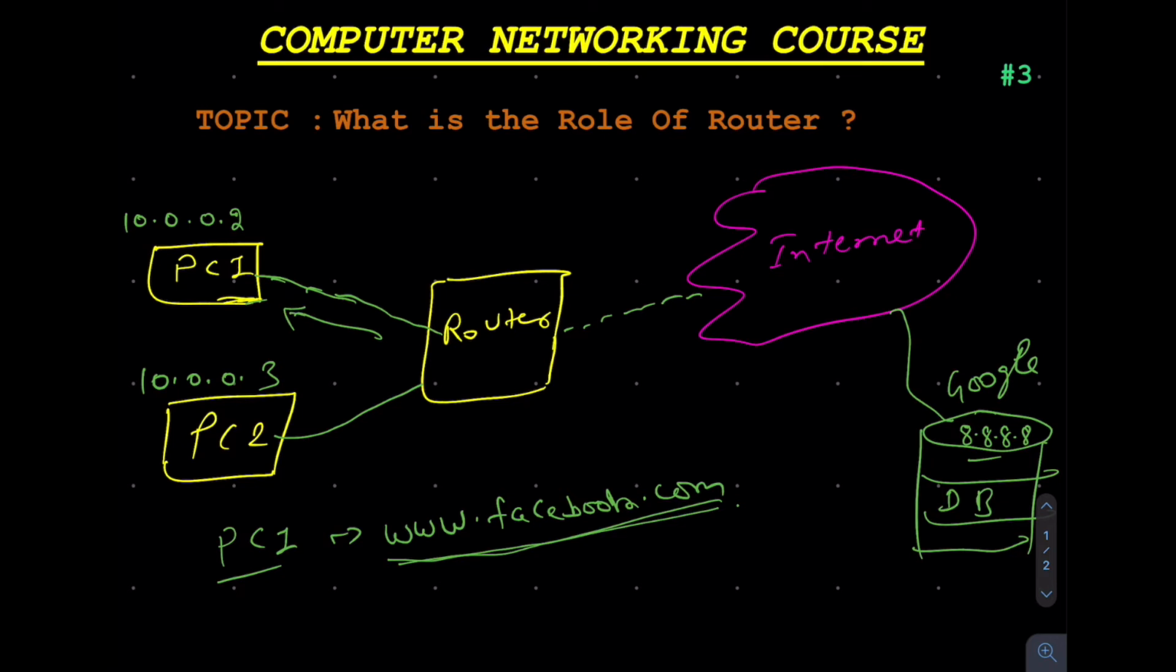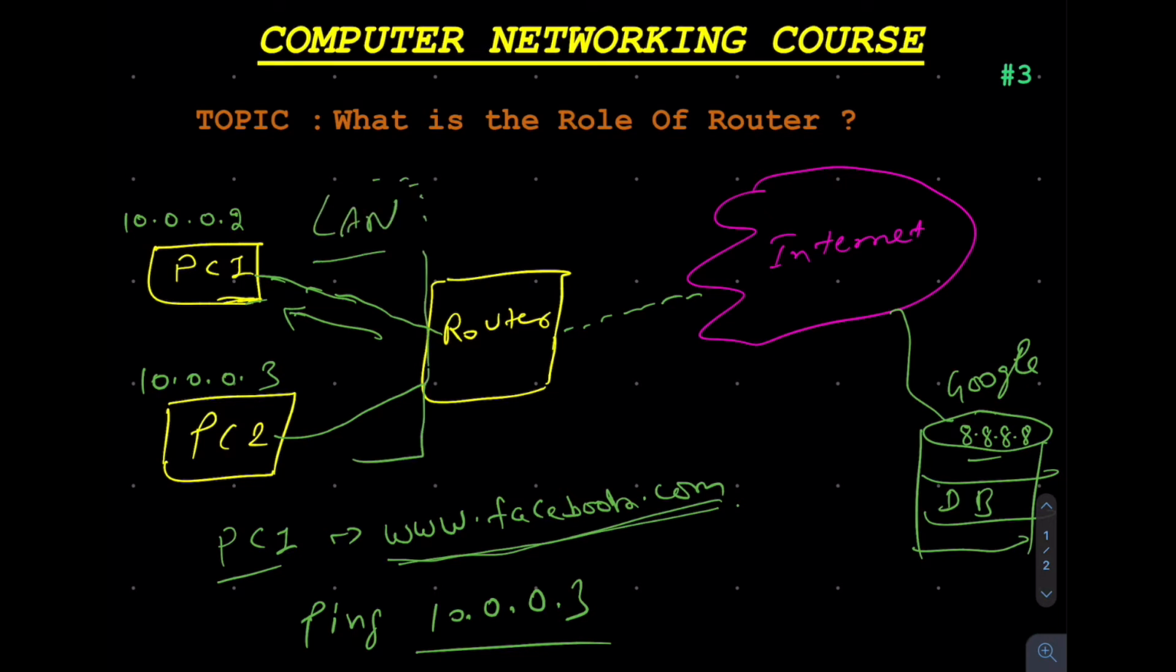And the second scenario is if PC1 wants to communicate to PC2, and it will enter the IP address, like it will ping the IP address, for example. So this request will go to the router, and the router will see, okay, this is a local address, because this side of the router is a LAN, local area network, and this side of the router is WAN. And the port where this WAN is connected is generally called a WAN port.